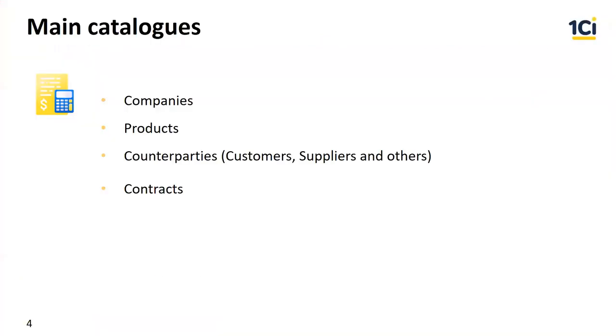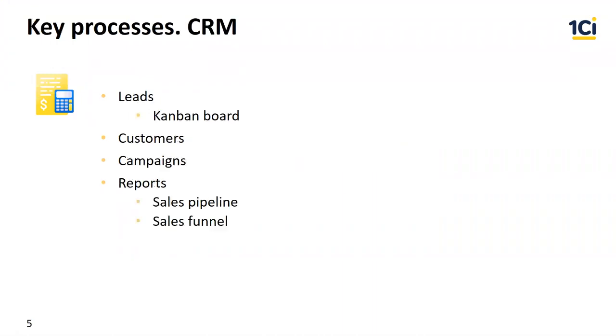We went through companies, products, counterparties, contracts. So we are now all set up to move to key processes. And as we mentioned before, there are CRM, purchases, sales, finance and accounting. And we'll start with CRM. In CRM module, we have leads management, we have customers catalog, campaigns, and let's have a look at OneSuite.